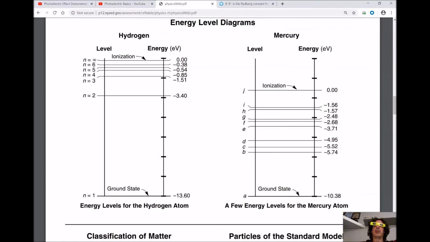We can also look at mercury, the ground state. Instead of n equals 1, we just call it A, and it's negative 10.38 electron volts. The next one is B, C, D, and so on, all the way up to J, in which it's ionized, and the energy there is 0.00 electron volts.